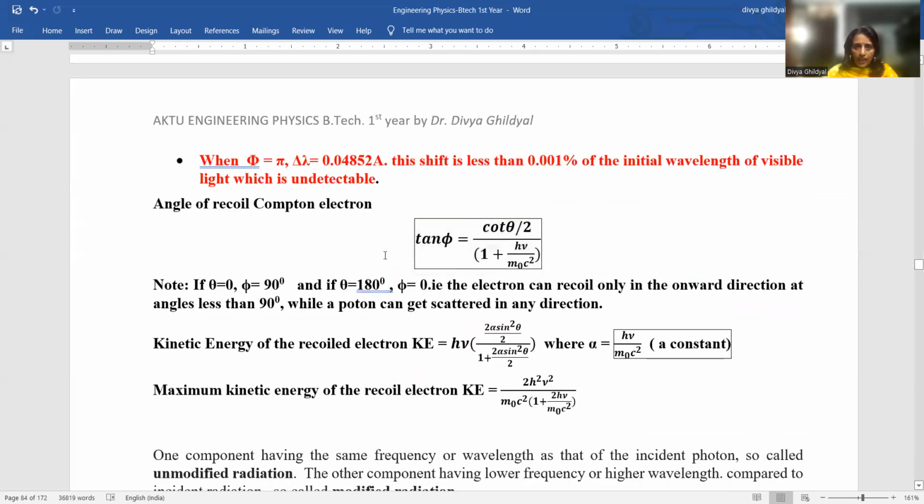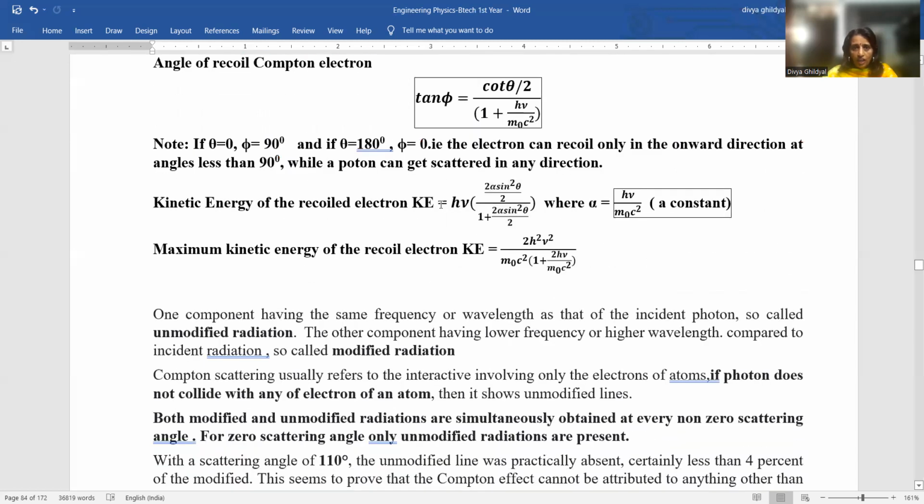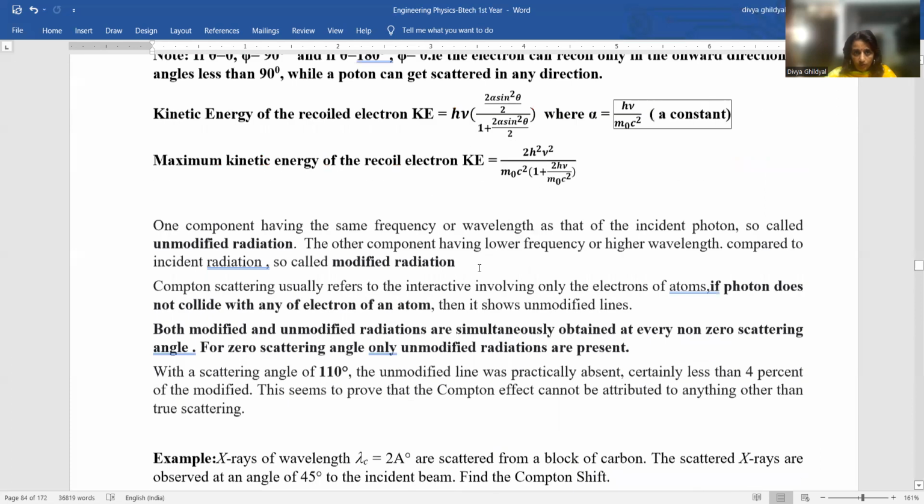A few formulas for the angle of recoil of the Compton electron: tan φ equal to cot(θ/2) into (1 + hν/(m₀c²)). You put different values of θ: for θ equal to 0, φ is 90; for θ equal to 180 degree, φ is equal to 0. That is, the electron can recoil only in the onward direction at an angle less than 90 degree, while a photon can get scattered in any direction. And there is one formula for the kinetic energy and maximum kinetic energy of the recoiled electron.